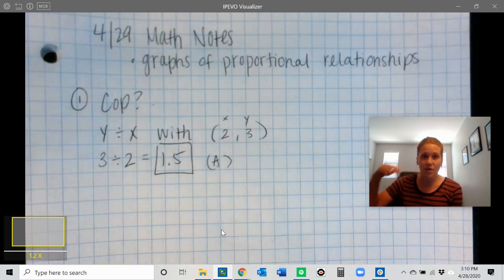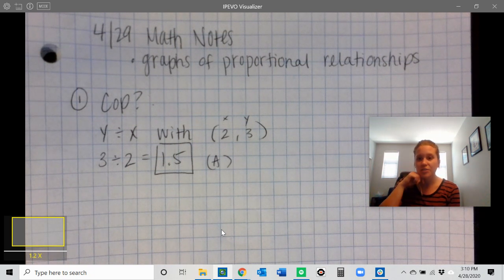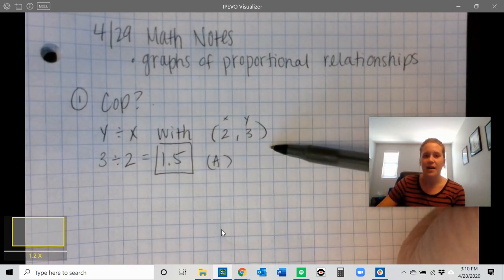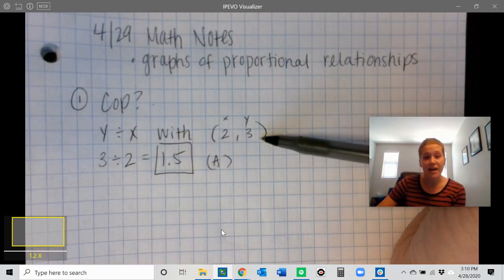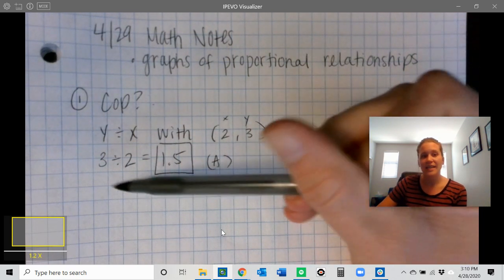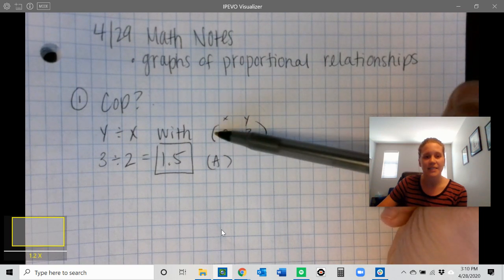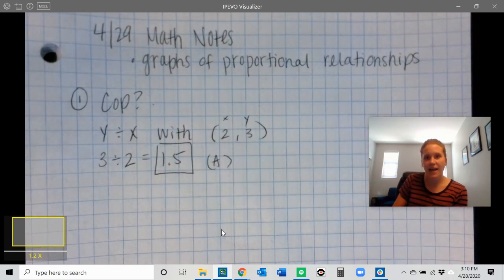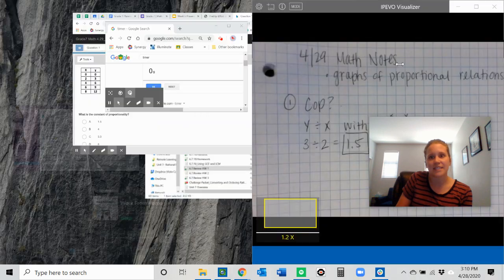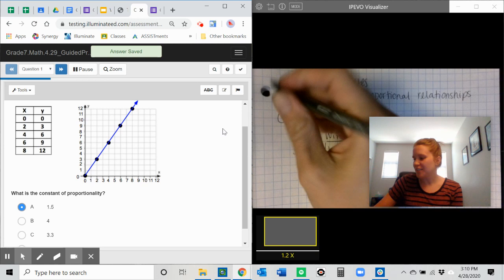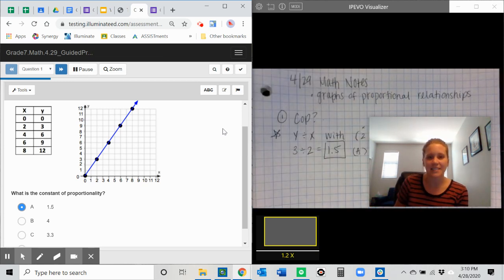You could have used the ratio table, copied it down and found that within ratio relationship, or created a row with the 1 in the x column. I did y divided by x with this ordered pair, 2, 3. You can find that from the graph or the table. When I did that division, 3 divided by 2, notice how I did y first, divided by x second. I got 1.5. That is answer choice A. Give yourself a star on your paper if you got number 1 correct. Nicely done. Let's do question 2.